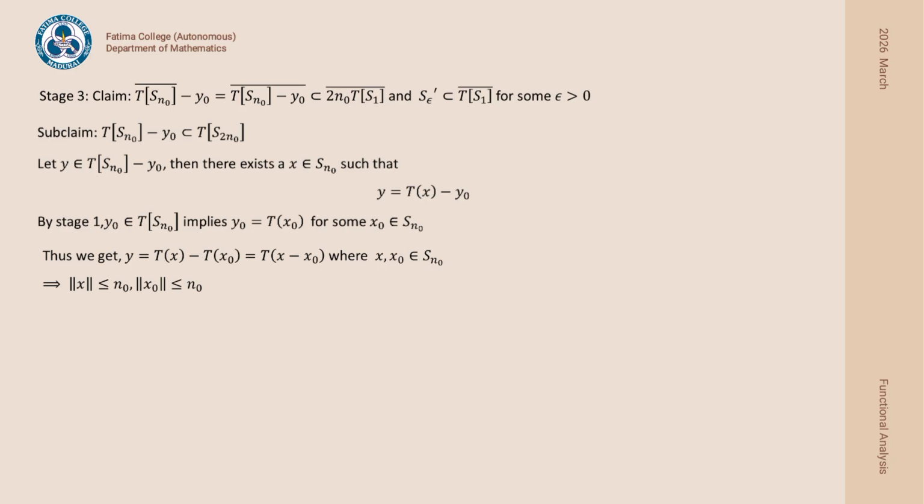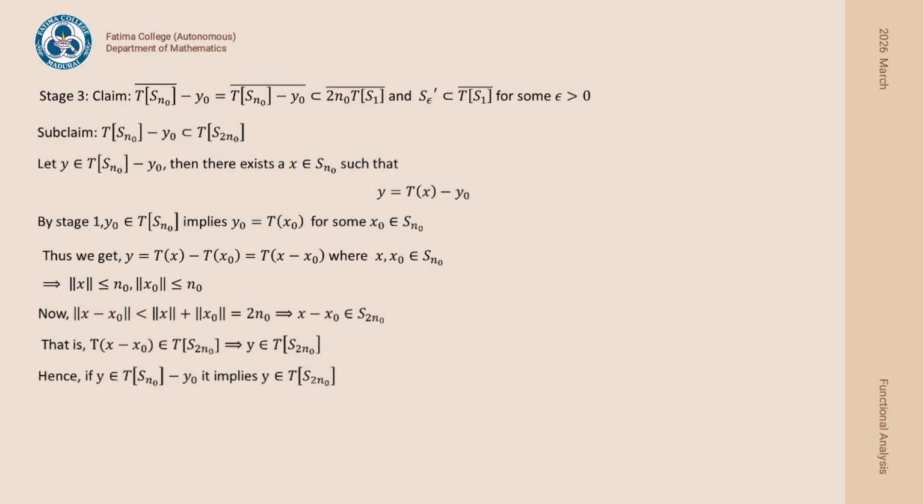Since x and x naught belong to Sn naught, we have norm x less than or equal to n naught and norm x naught less than or equal to n naught. Now let us consider norm x minus x naught, which is less than or equal to norm x plus norm x naught. As norm x and norm x naught are less than n naught, this becomes 2n naught. That is, x minus x naught belongs to S2n naught. That is, T of x minus x naught belongs to T of S2n naught. So T of x minus x naught is y, therefore y belongs to T of S2n naught.